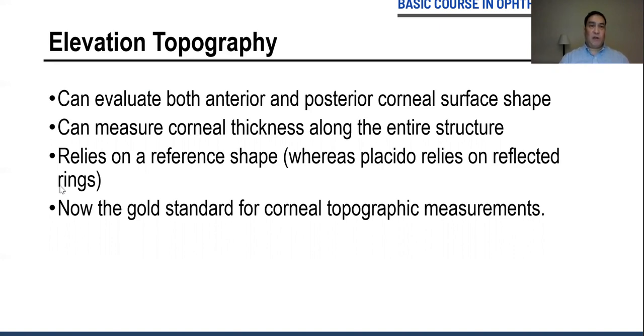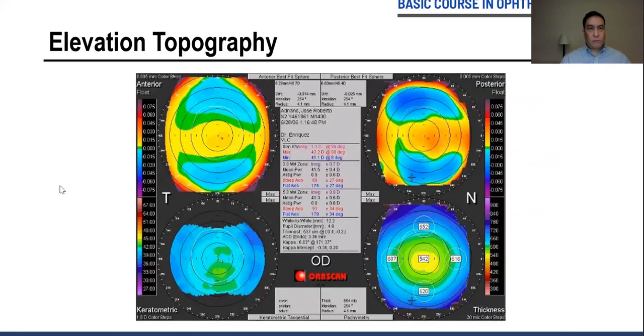And of course, it relies on a reference shape, usually a sphere, but there are other shapes too. It is now the gold standard for corneal topographic measurements. So this is the Orbscan, which was the gold standard for many years.